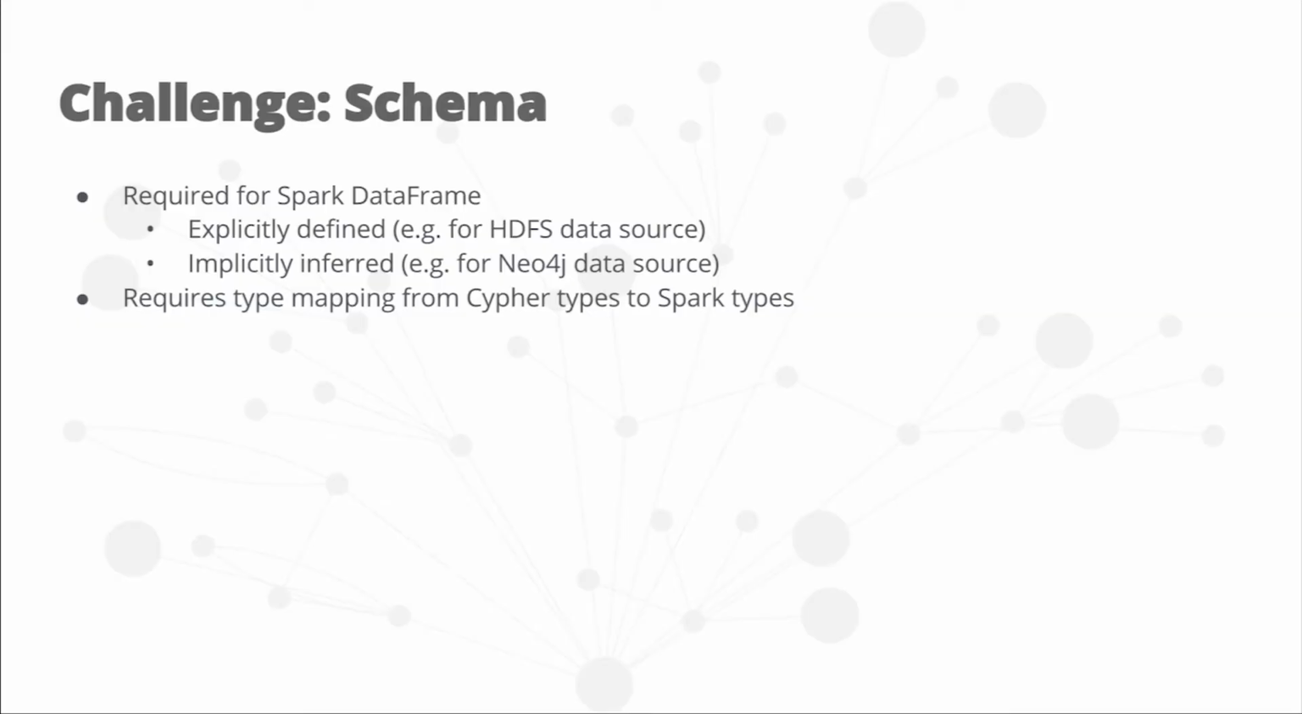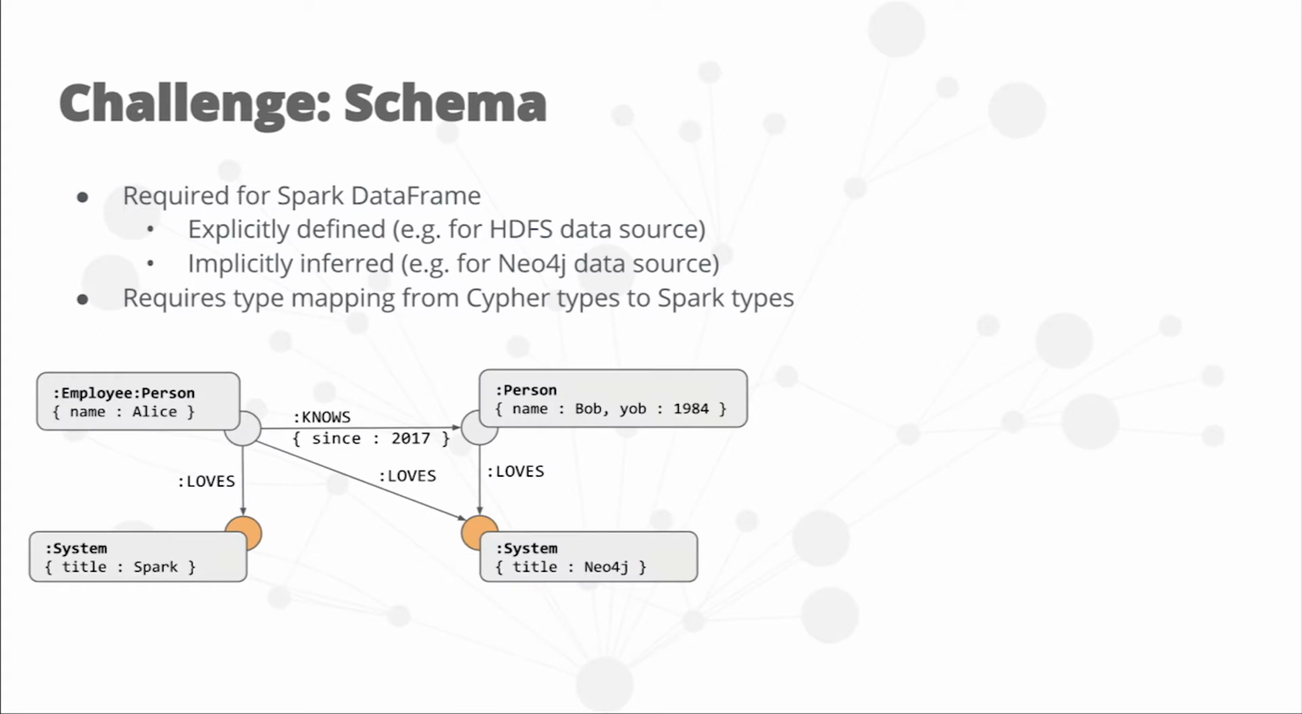As I said, data frames require you to define a schema. We have two ways. You can explicitly define a schema if you use, for example, our HDFS data source. For the Neo4j data source, so you can import your data from Neo4j into Spark, the schema is implicitly inferred from your data. And of course, based on that schema, we can do the type mapping between Cypher and Spark SQL.